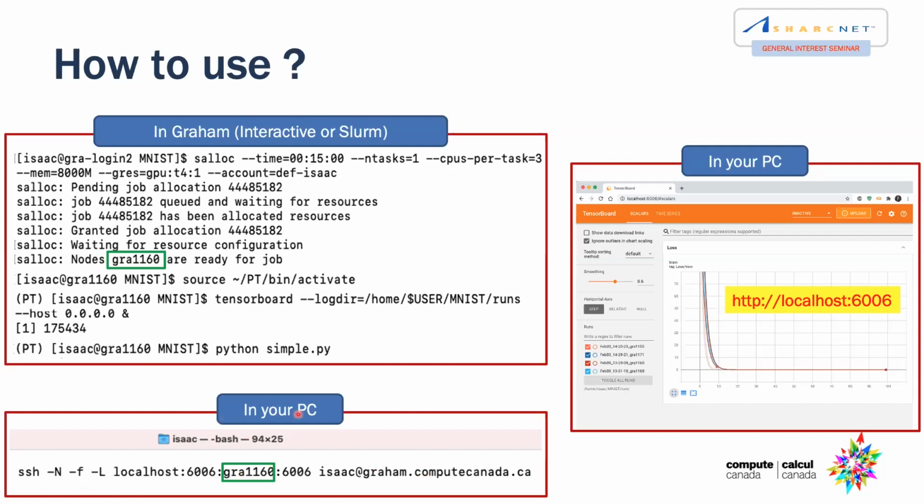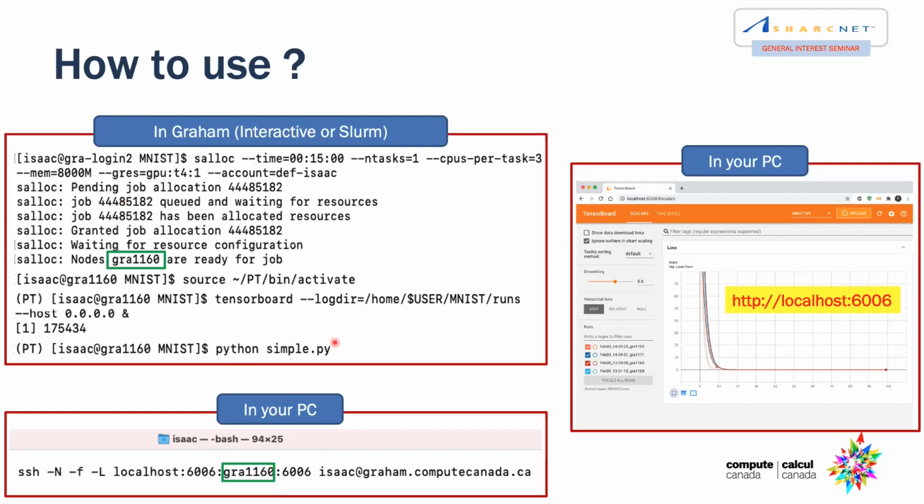In your PC, you have to open the terminal and type this kind of line with the given node. This is the given node. This is the given node. And use 6006, that's the port allowed in our system, and use your credentials to log on to the Graham server. And then you have to run these lines, getting into your TensorBoard log directory with host 0.0.0.0, and then in the background, and then you run your job.